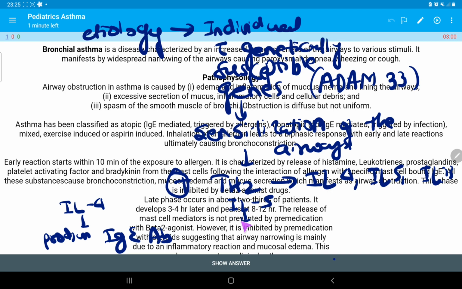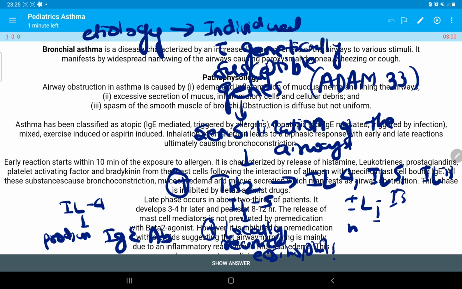Whereas interleukin 5 causes activation of locally recruited eosinophils. Interleukin 13 causes mucus production. It stimulates mucus production.